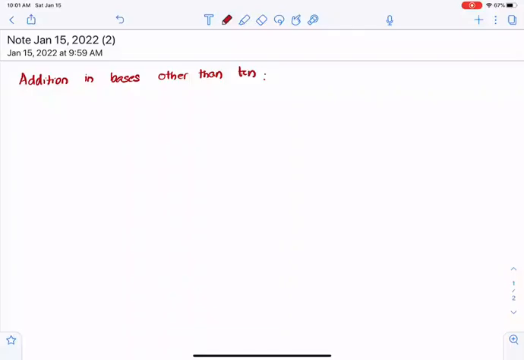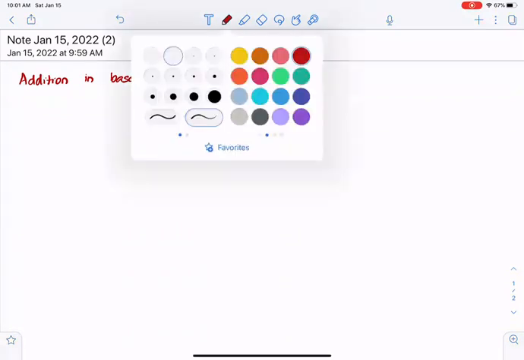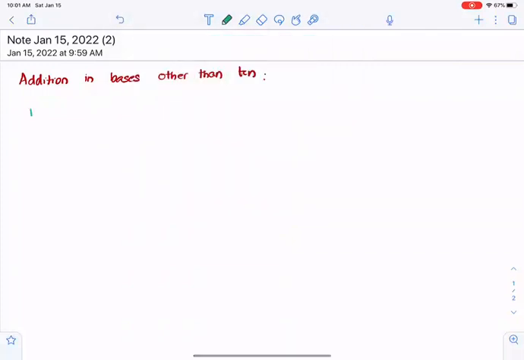How do we add numbers that are not in base 10? So let's say we want to add 23 and 13 that are in base 4. If you did regular addition, the answer would be 36.